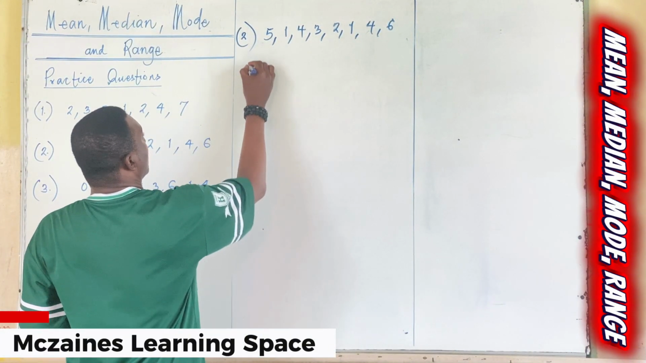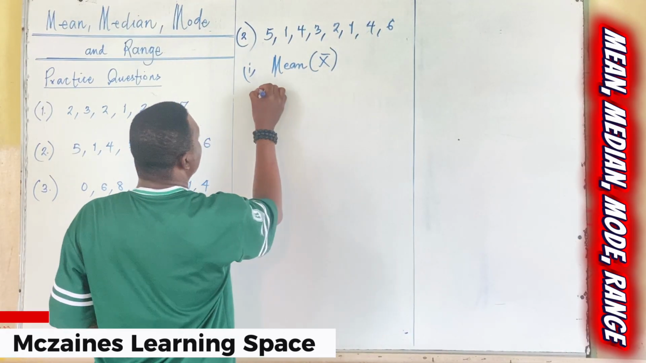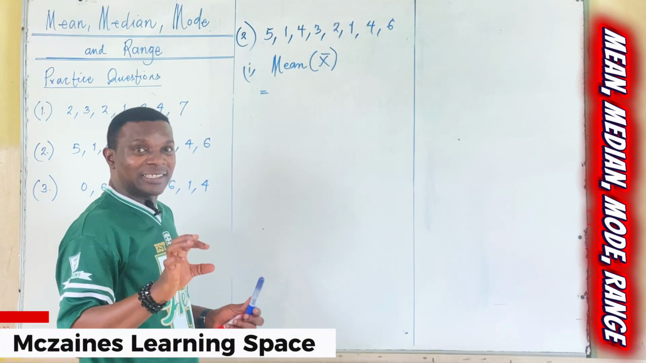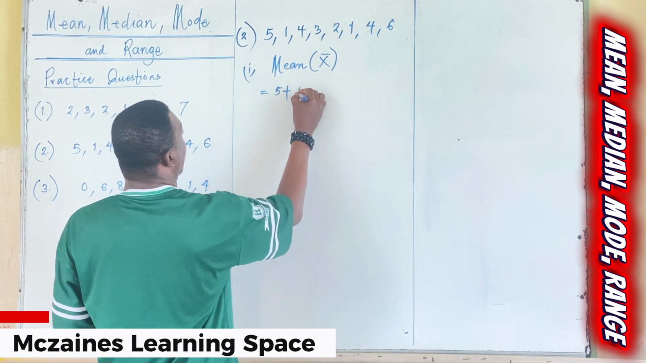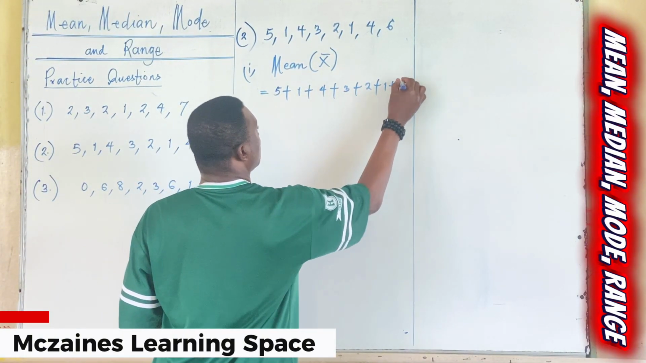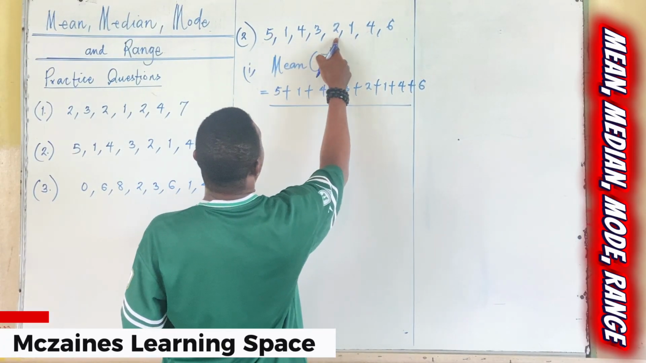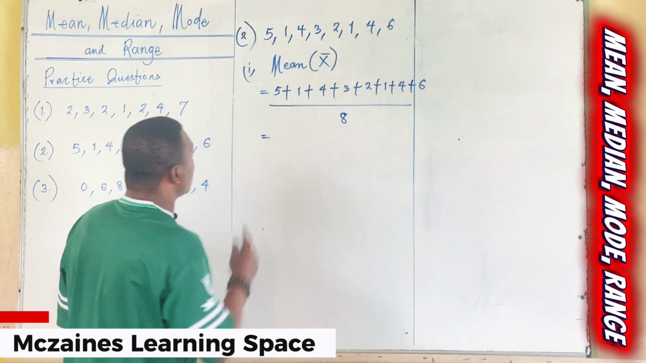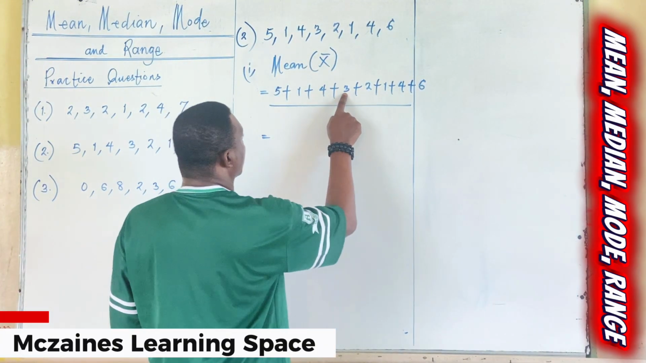So don't forget, Roman figure 1, we're looking for the mean. As I told you before, the symbol is X bar. To get the mean, sum all the numbers, and divide by the number of data that you have. So we're going to have here 5 plus 1 plus 4 plus 3 plus 2 plus 1 plus 4 plus 6, all over how many of them? 1, 2, 3, 4, 5, 6, 7, 8. Over 8. So please do the addition. 5 plus 1, 6. 6 plus 4, 10. 10 plus 3, 13.